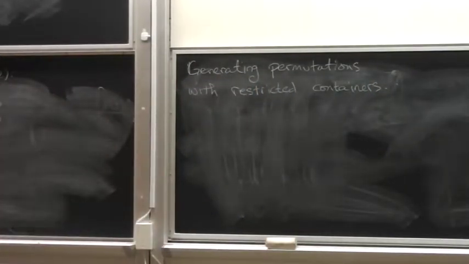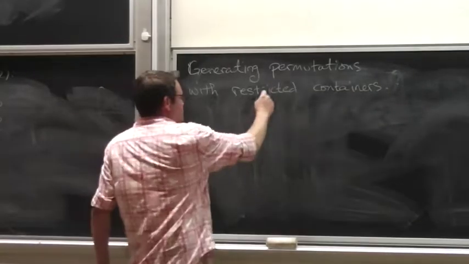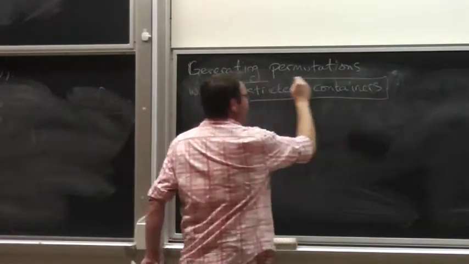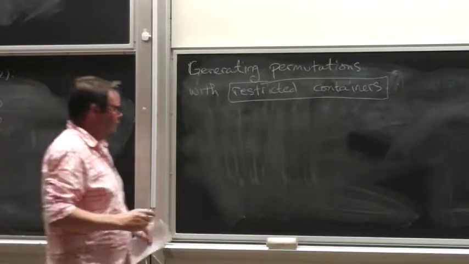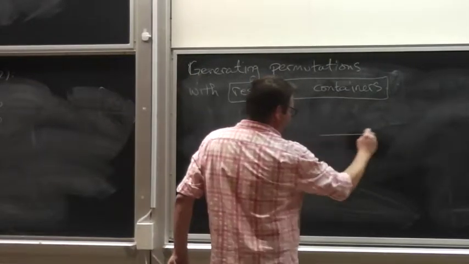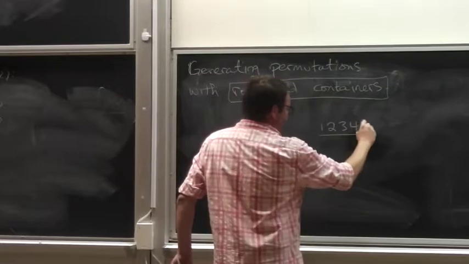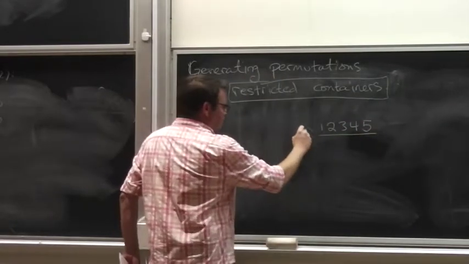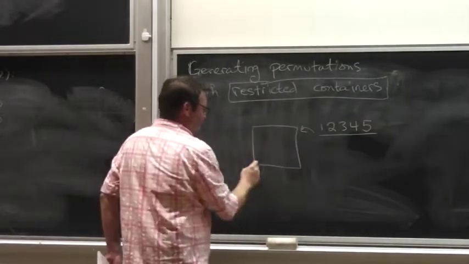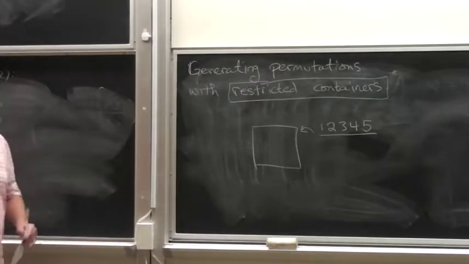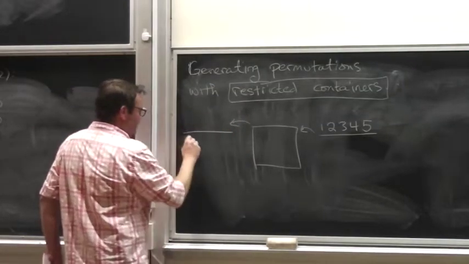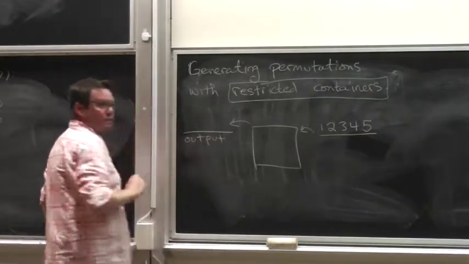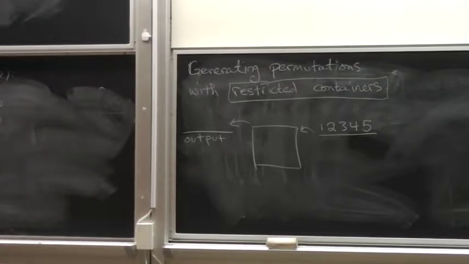So this restricted container is what's going to take the role of the stack or the queue. The picture for these is going to be an input, which is increasing, that somehow feeds into some box, which is the restricted container, and then that somehow leads to the output.